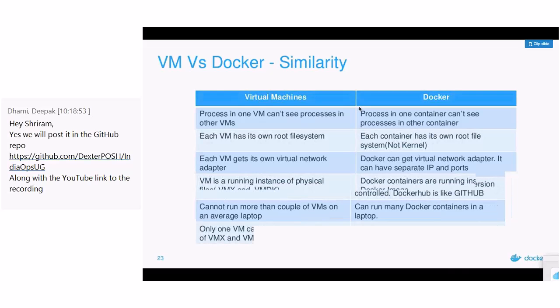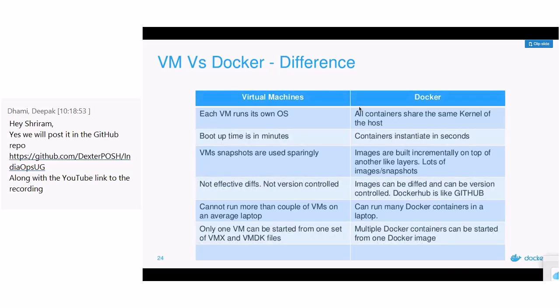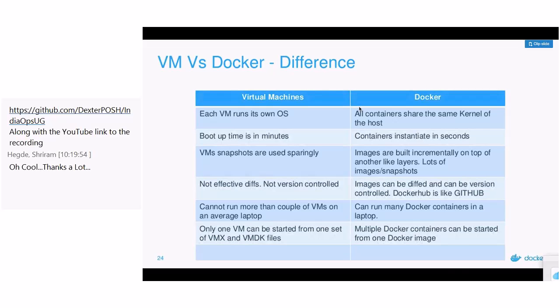Let us look at the differences. A virtual machine runs its own OS. So if you have a virtual machine where you have installed CentOS or Ubuntu, it will have its own OS. Whereas in Docker, all the containers share the same kernel of the host. So it doesn't have its own OS. It's just a user space of an operating system, but the kernel is the shared kernel.